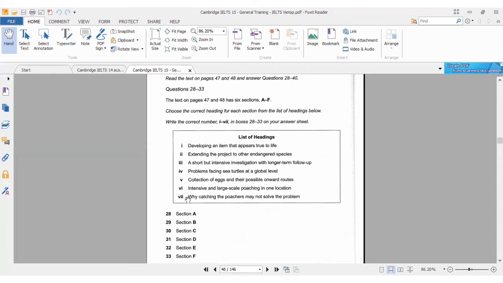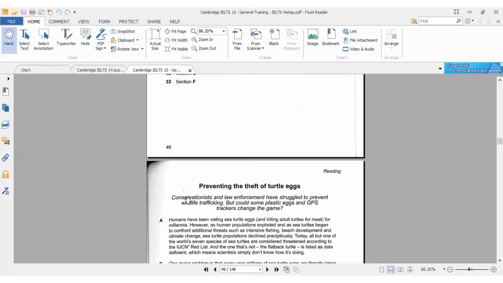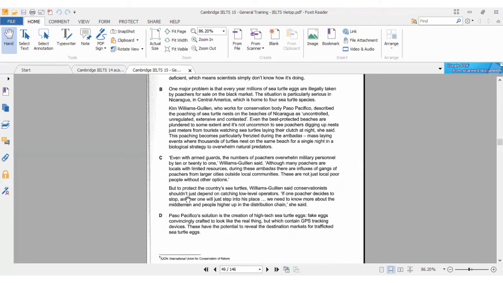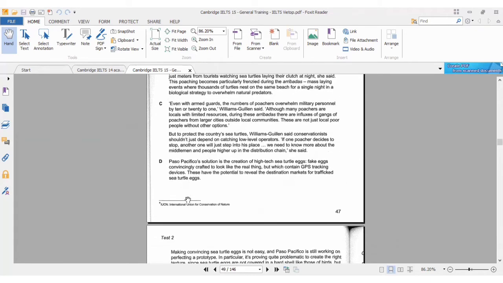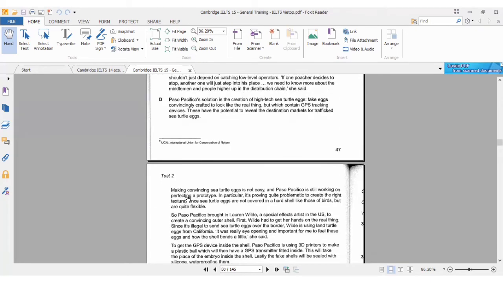Was that clear? This answer screamed at me. Did it scream at you as well? It was easy to find because it was giving us a reason why, you know, catching them is not enough. So let's go on to D, okay? Passo Pacifico solution is the creation of high-tech sea turtle eggs. Fake eggs convincingly crafted to look like the real thing. But these, let's hold on there.